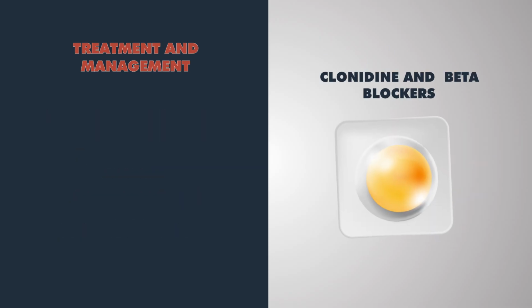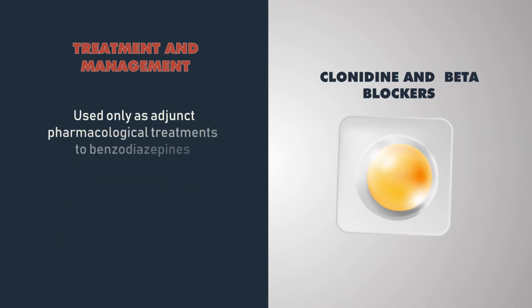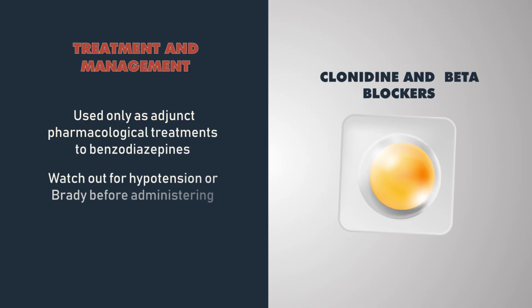Lastly, we have our clonidine and beta blockers. These are mostly our adjunct pharmaceuticals because, again, we're looking for palpitations, tachycardia, and severe hypertension.